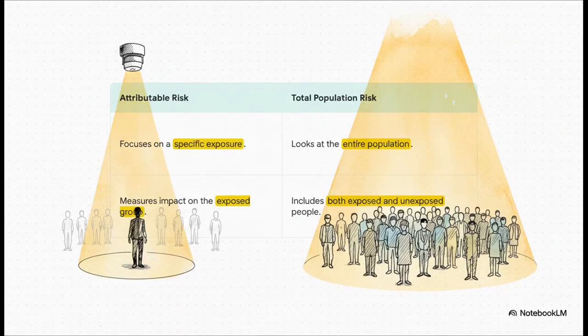This slide just lays it out so clearly. Think about it like this. Attributable risk is a laser-focused spotlight. It's shining right on a specific exposure and what it does to the group that was exposed. But total population risk, that's a giant floodlight. It just blasts light on everyone, whether they were exposed or not, all mixed together.